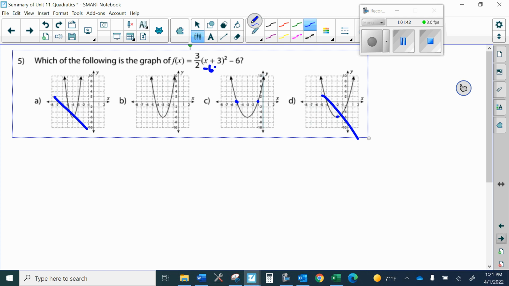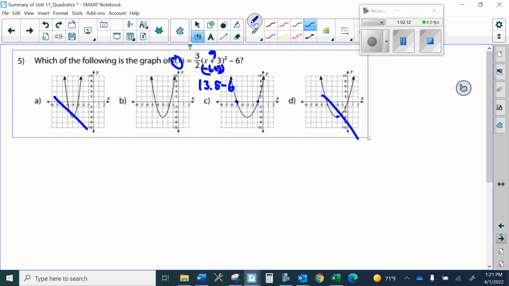So I plug in -6 plus 3 is -3, squared is 9, times 3 halves is 27 halves, which is 13.5, minus 6. That one's not going to work. So it looks like it's not that one. We'd be able to see it's not that one, therefore.